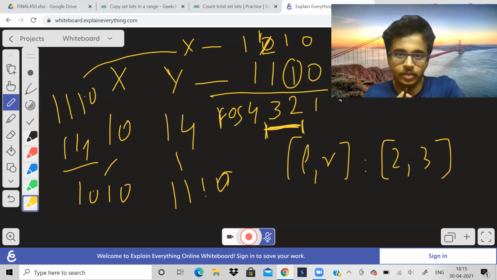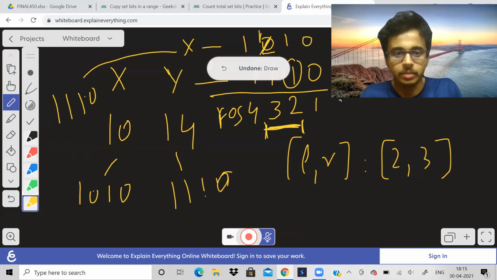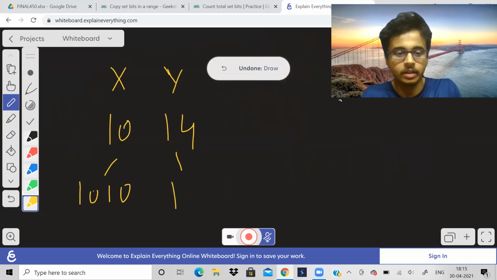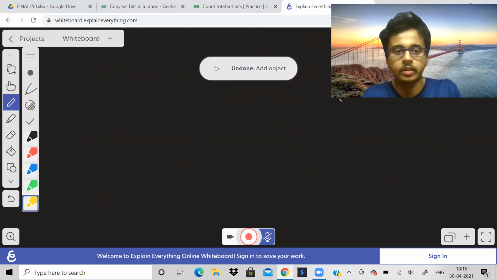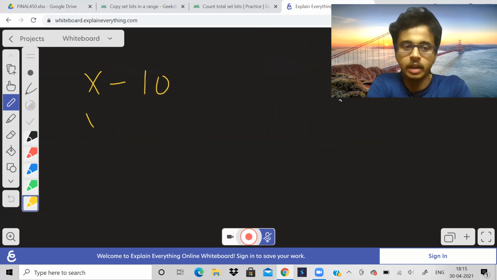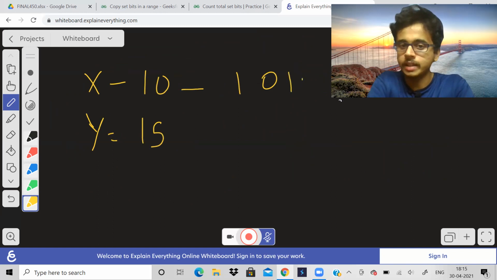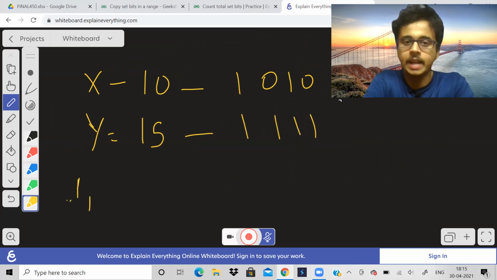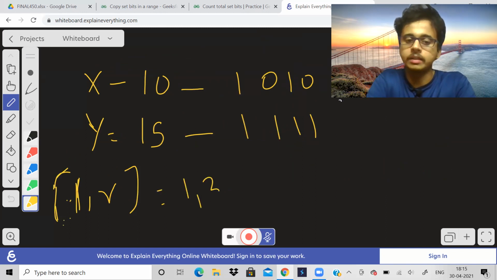So like this. Let us take another example with different x and y and L and R. Let us keep x as 10. Now let us take y as 15. What is 10 in binary? 1 0 1 0. What is 15? 1 1 1 1. Let us take L and R as 1 comma 3.